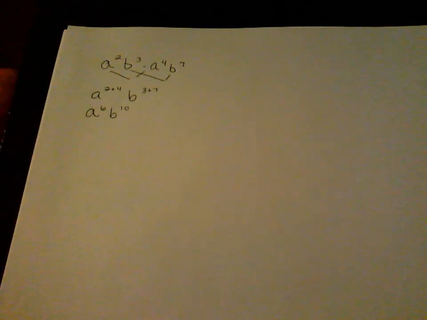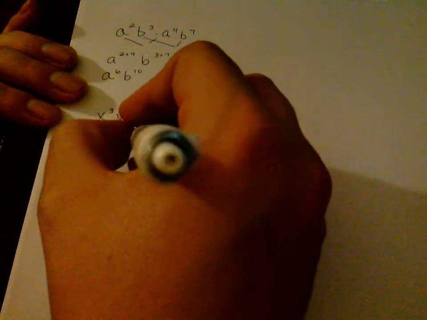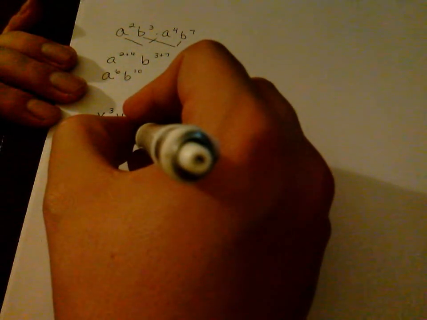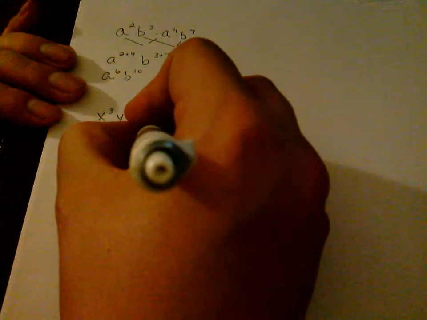These rules are simple. Okay, let's say I had, I don't know, x to the 3rd, y to the 2nd, z to the 5th, over x to the 2nd, y to the 5th, z to the 2nd.